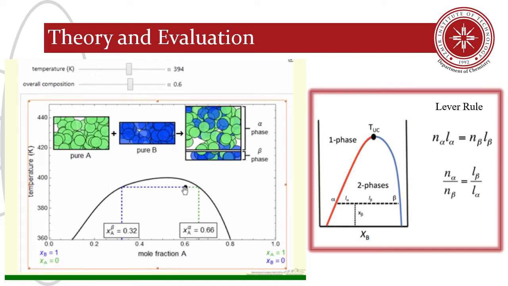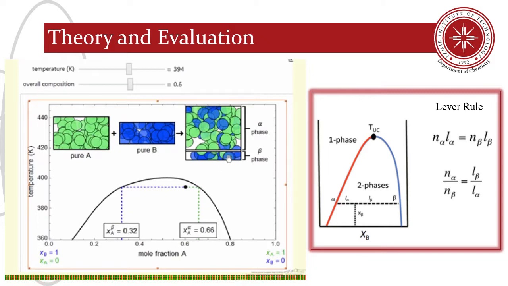We can move this black dot around by changing the temperature, which moves it up and down, or changing the overall composition, which moves it left or right. What we're displaying here is the mole fraction of A in each of the two phases. The idea is we mix pure A and pure B, in this case in a 60-40 ratio, and the rectangles, the boxes, are proportional to the amounts. And then we end up with two phases, not one phase, that contain both components.